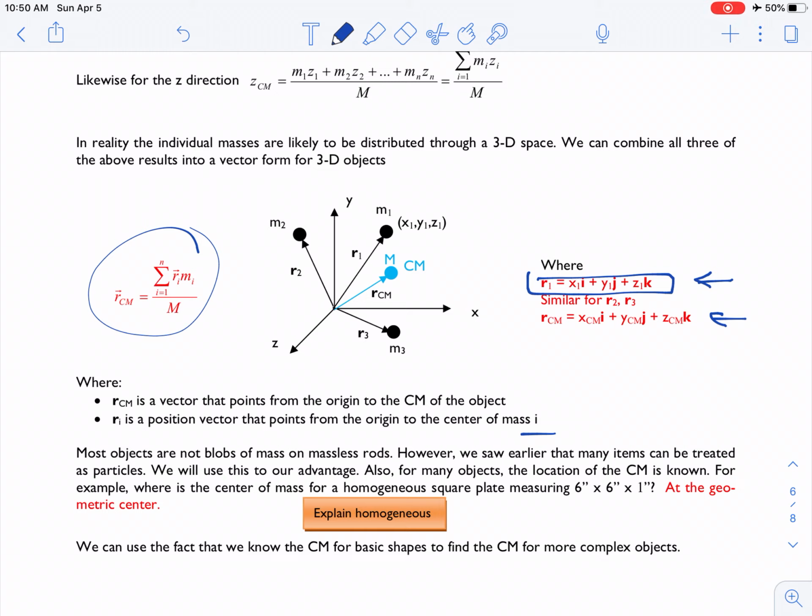So for example, where do you think the center of mass for a homogeneous square plate measuring 6 inch by 6 inch by 1 inch is?